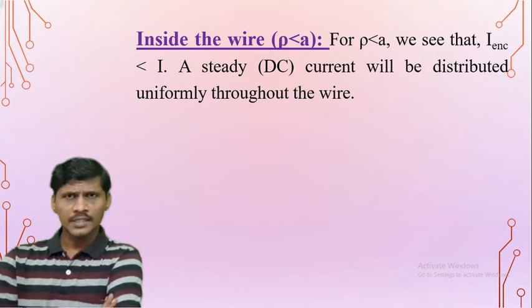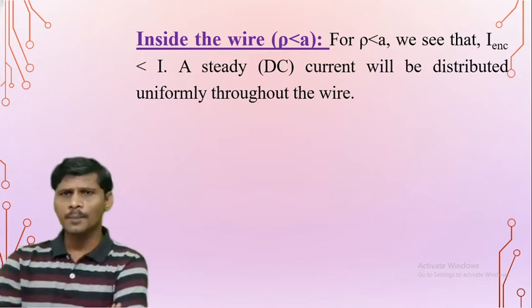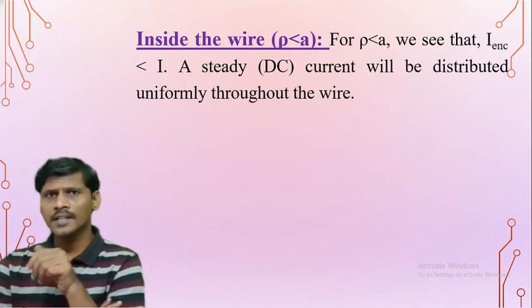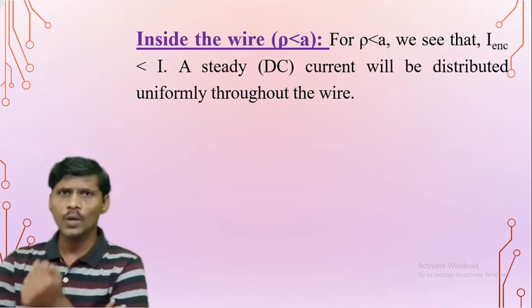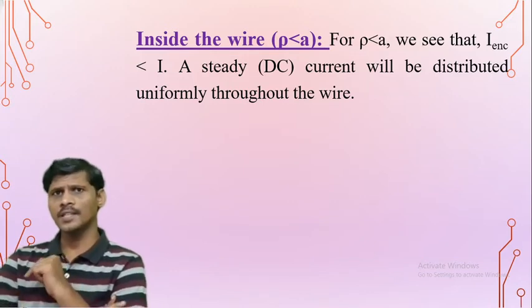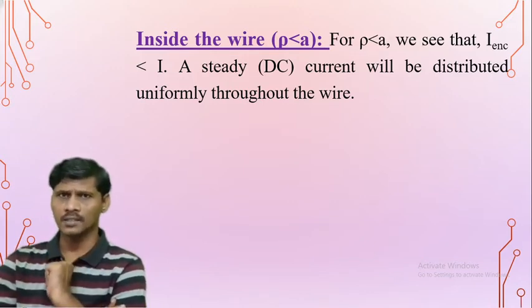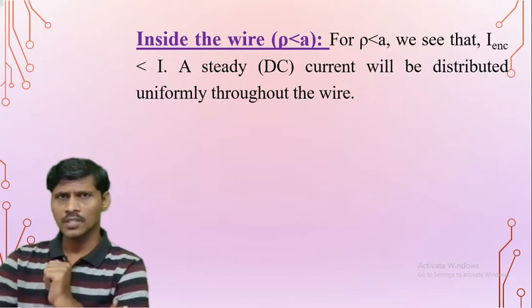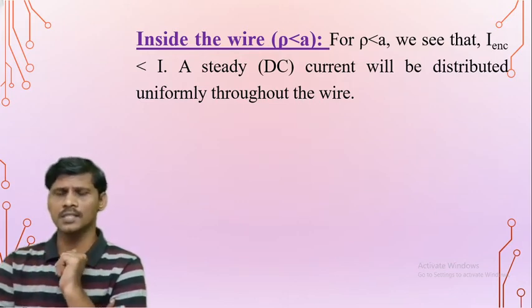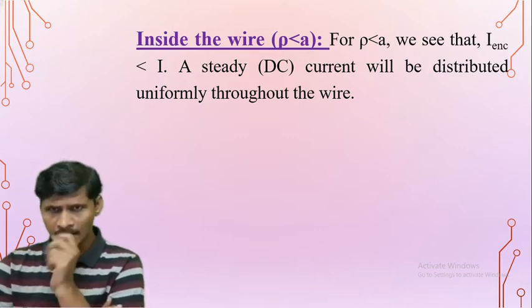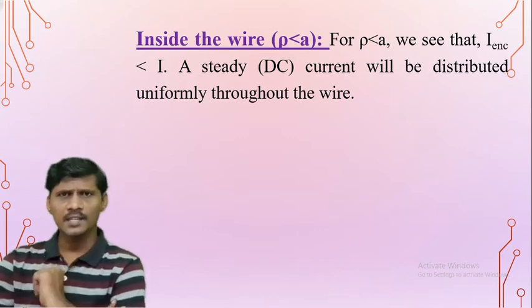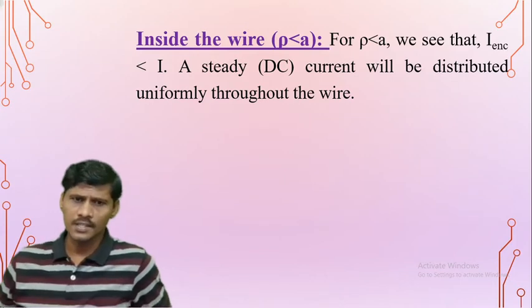And the second case is to consider the Ampere path inside the conducting rod, that is rho less than a. Rho is the radius of the Ampere path and a is the radius of the conducting rod. In this case, the Ampere path is considered inside the conducting rod, that is rho less than a. The enclosed current is less than I.